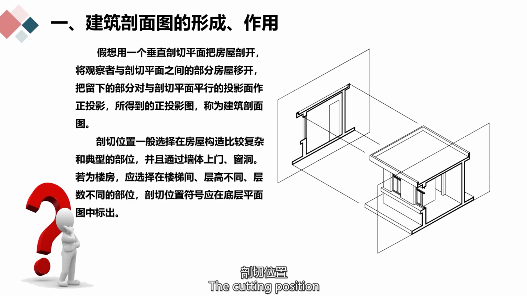The cutting position is generally selected at the parts where the building structure is rather complex and typical, and through the doors on the walls and window openings. If it is a multi-story building, it should be selected at the stairwell, the parts with different floor heights and different numbers of stories. The cutting position symbols should be marked in the ground floor plan.